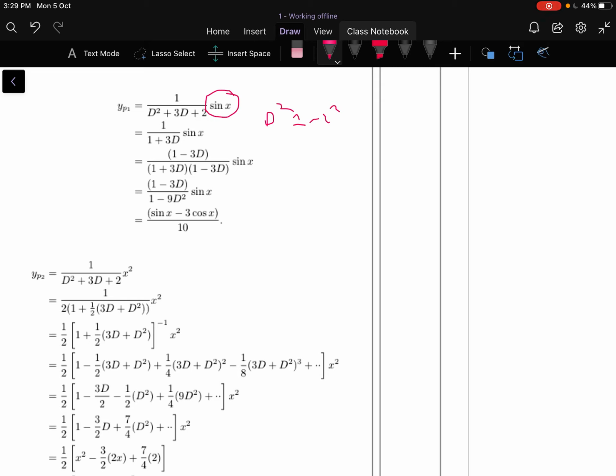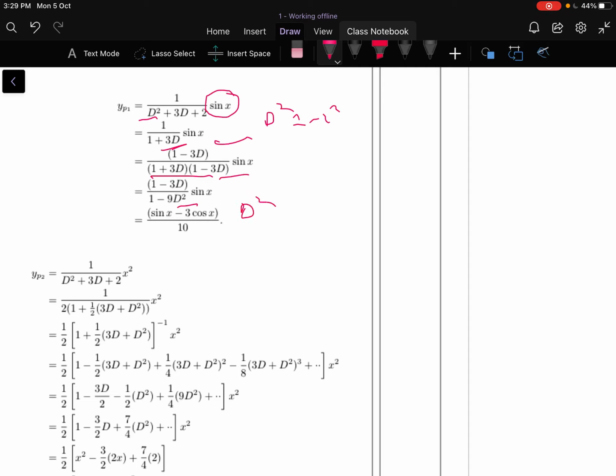D square is equal to minus 1 square, which is minus 1. So wherever there is d square, just take it as minus 1. So 3d plus 2 minus 1 is 1 plus 3d. Anyway, we cannot operate for d. Now we have to make it a square, so multiply and divide by the conjugate of 1 plus 3d, that is 1 minus 3d, and 1 minus 3d in the denominator. So this can be written as 1 minus 3d by 1 minus 9d square, by using a plus b into a minus b.